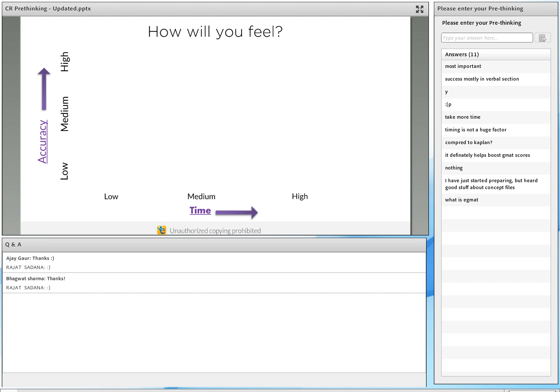Okay. Samuel says, is GMAT Club and e-GMAT the same company? No, we are actually very different entities. GMAT Club is actually run by BB, who lives out of Washington, D.C. It has 10, actually it has 12 partners, and e-GMAT is one of the partners over there.